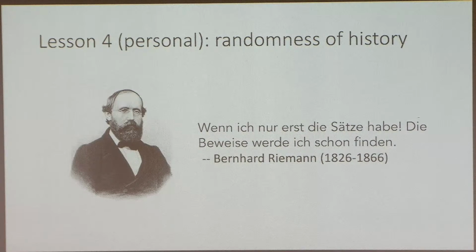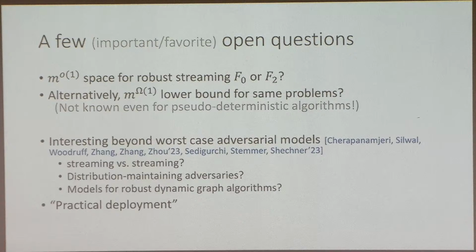Yeah, I think this is what I have to say. Open questions. The first two open questions are about the space complexity of adversarially robust streaming distinct elements, or F2. We actually have a very poor understanding of lower bounds. Even for pseudo-deterministic algorithms, we don't have good lower bounds. And I think there are many open questions about beyond worst case adversarial models. The community started to look into beyond worst case models, but there's still a lot to explore.